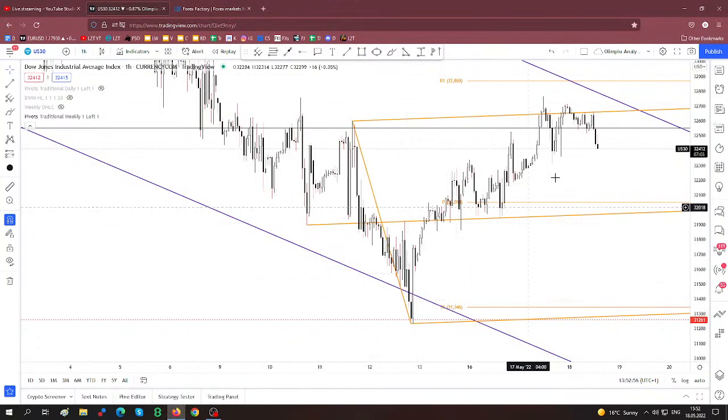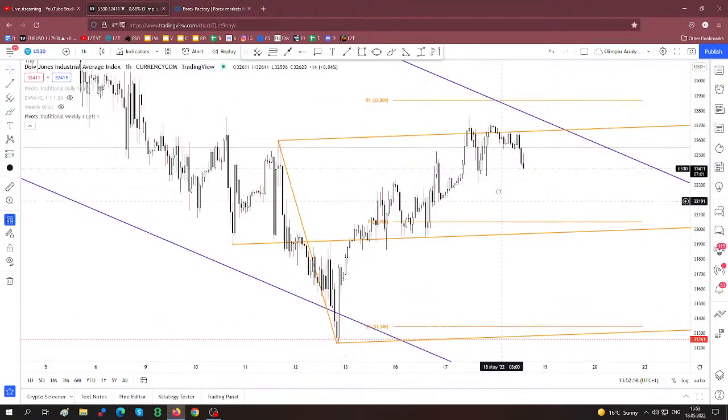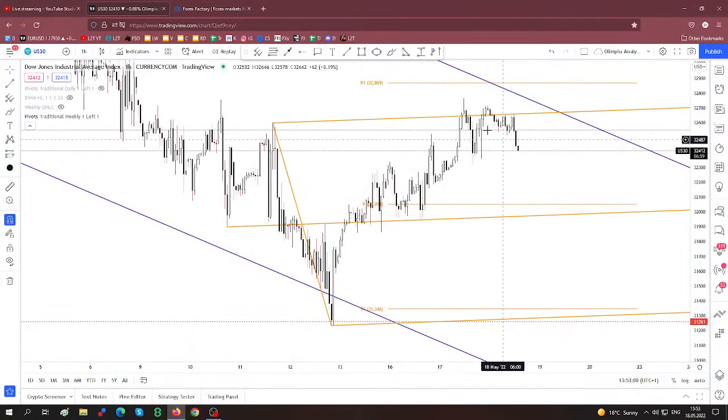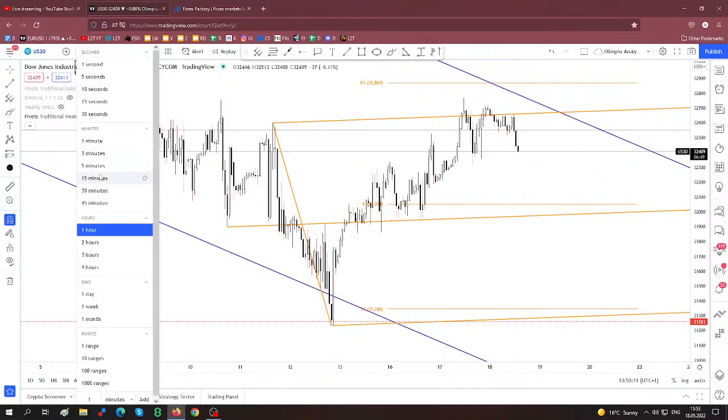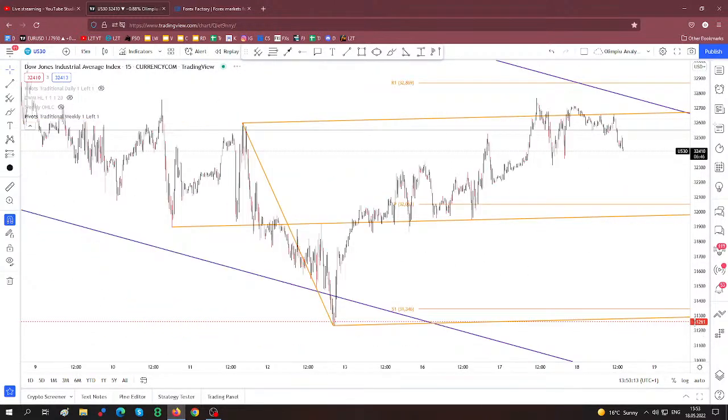So 1, 2, and 3 on ascending pitchfork. Please take a look again at how the price respects these lines, the medium line, the upper medium line, maybe the lower medium line when it reaches this line. So only false breakouts, test, retest here of the upper medium line, and right now sell off. Let's take a look at 15 minutes.